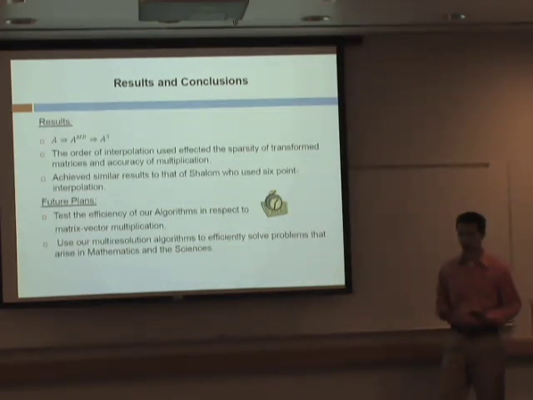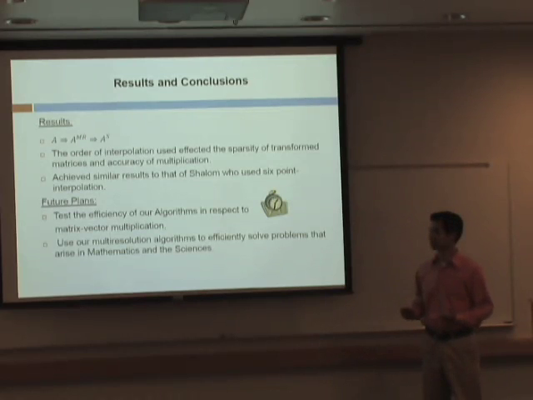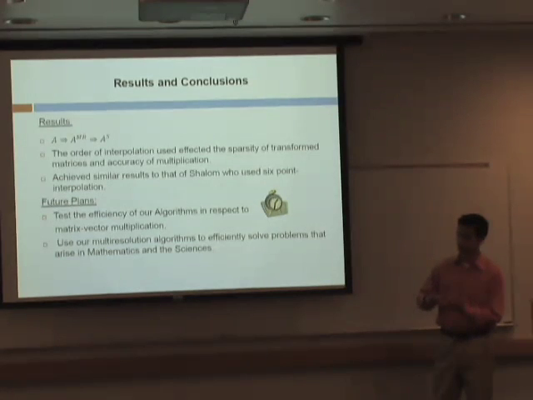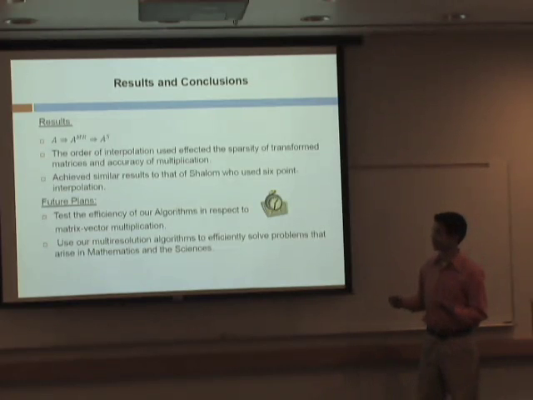Some results: we achieved most of the goals we set out to do. One was to get a sparse matrix representation. We did that with AMR, the multi-resolution form. And not only that, to get a representation that allows us to do multiplication, we got that in AS. We also found that the order of interpolation we use, whether it's third order, fourth order, fifth order, sixth order, affected the sparsity of the matrix. The whole idea is that the more sparse you get the matrix, the faster you can compute the multiplication. So we want to get it as sparse as possible.